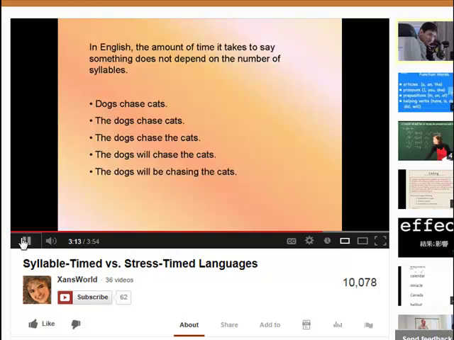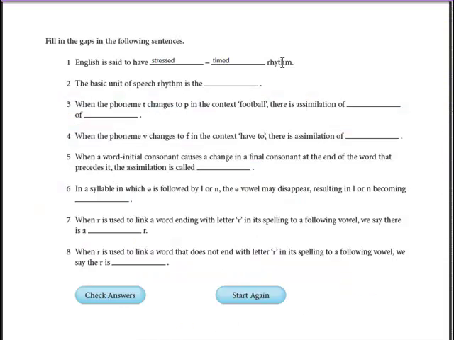In fact, the first sentence, "dogs chase cats," takes about the same amount of time as the last sentence, "the dogs will be chasing the cats." That's because each sentence has 3 stressed syllables: dogs, chase, and cats. Note that what speeds the sentence along in that example is its cadence, its rhythm, its harmonic beat. So a stress-timed rhythm is one in which stressed syllables take the time.